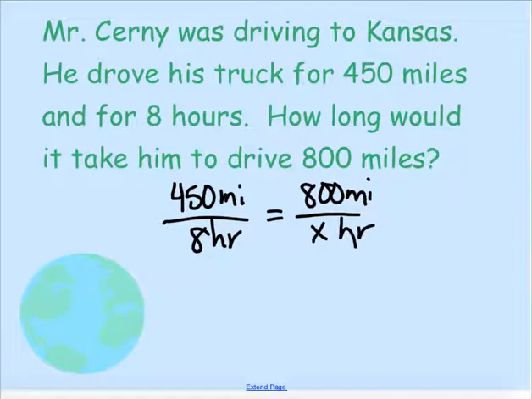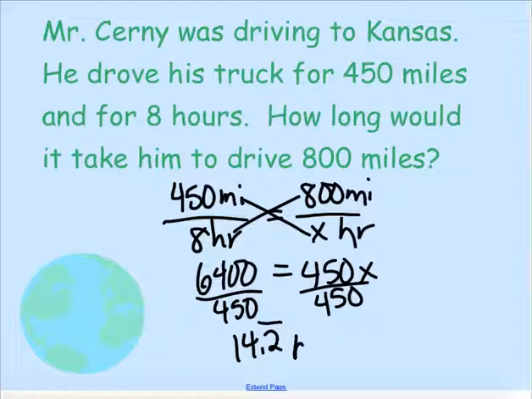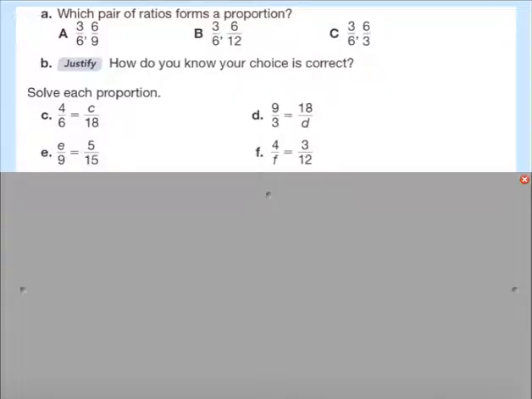And this is a good one to cross multiply so that we get 6,400 equaling 450x. We divide by 450 on each side. And I believe we get something like 14.2 repeating hours is x. So it would take him about 14.2 repeating hours to get those 800 miles.